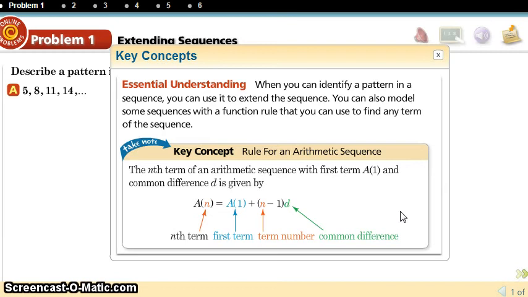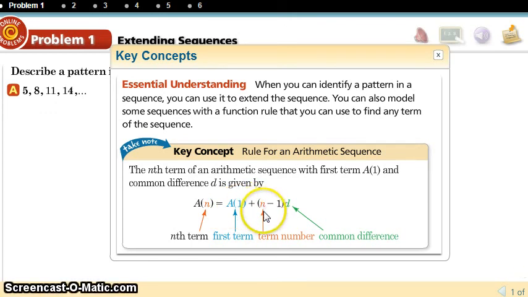Okay? The nth term of an arithmetic sequence, that would be if I ask you for the 10th term, you would put a 10 there. This is just indicating any term in the sequence, so we call it the nth term. We don't know which term we're dealing with, so it's the nth. A sub 1, that's how you would read that, A sub 1. A sub 1 is your first term, whatever the very first term is in your sequence.